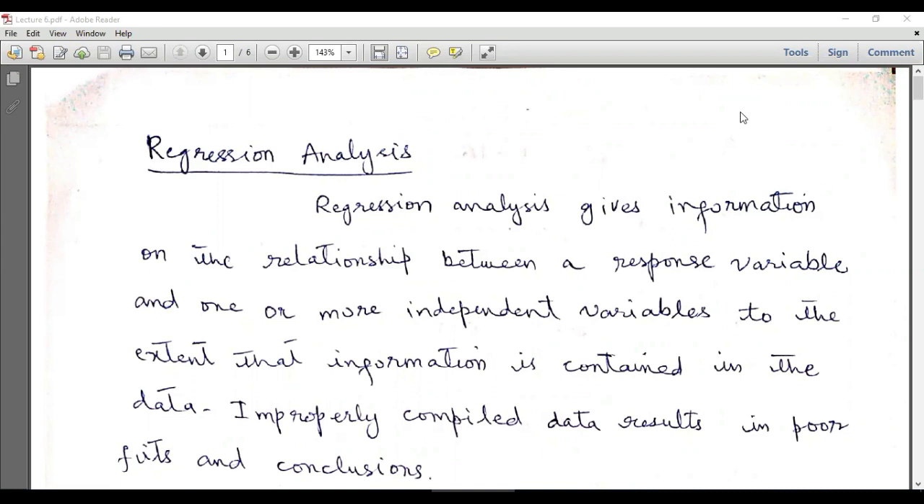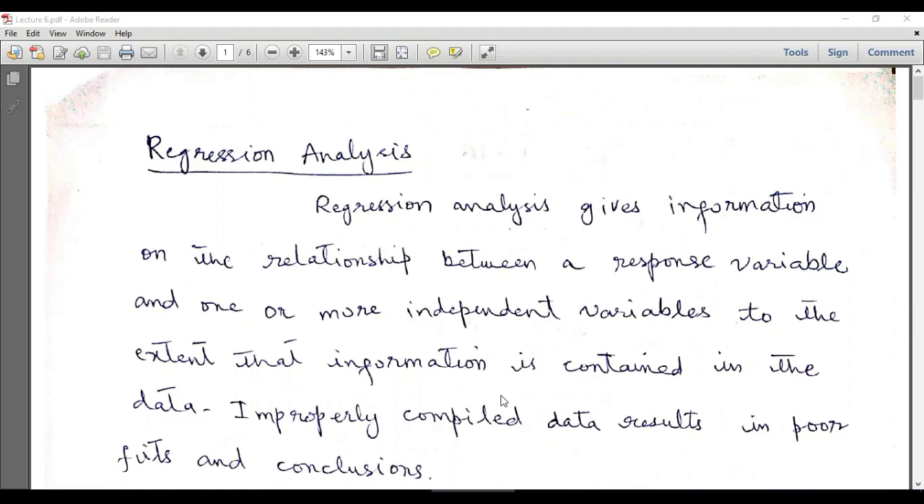Today's lecture is based on regression analysis. Regression analysis gives information on the relationship between a response variable and one or more independent variables to the extent that information is contained in the data. Improperly compiled data results in poor fits and conclusions.